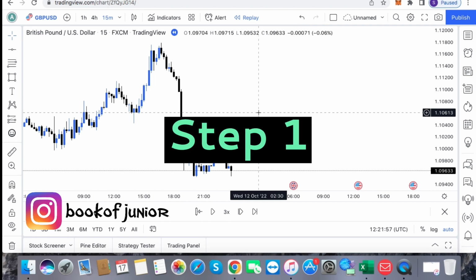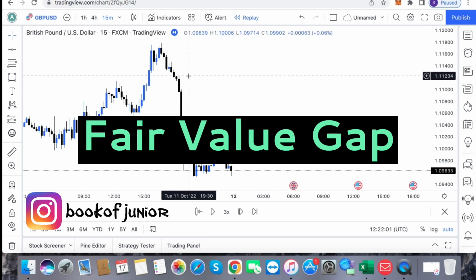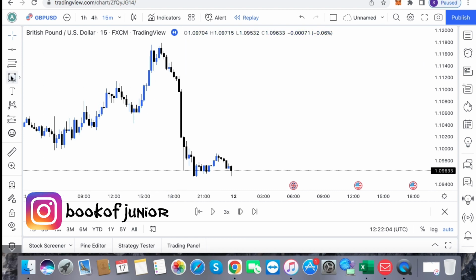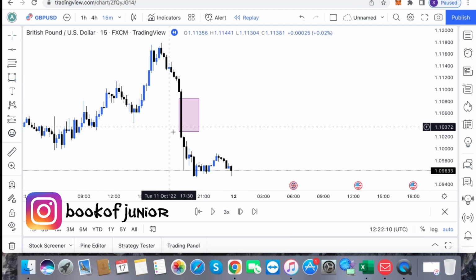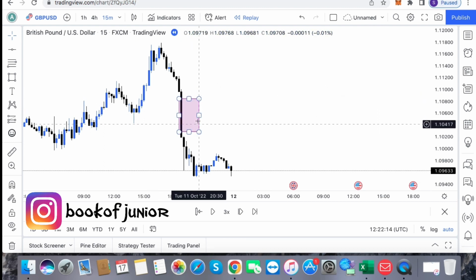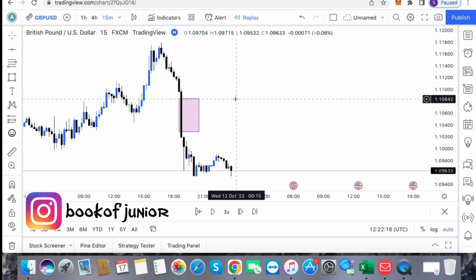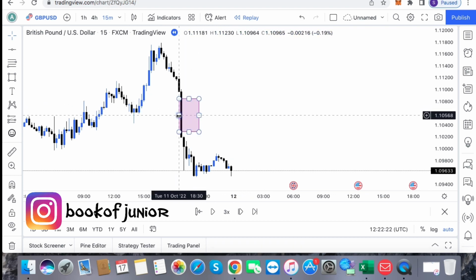So step 1 now guys, we are going to look for what we call a fair value gap. This is how it looks like guys. This is what we call a fair value gap. We need to find a space like this or a big candle like this that has not yet been filled. In most cases, price reaches a certain level and then the gap in between is filled, as you can see.